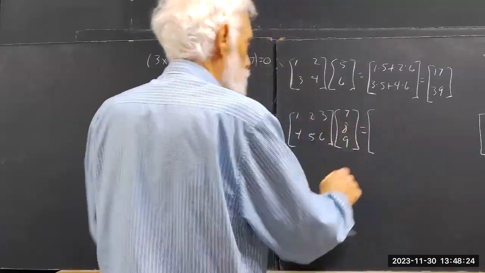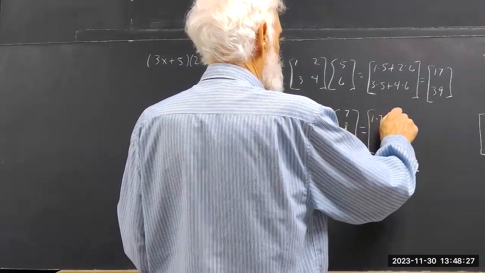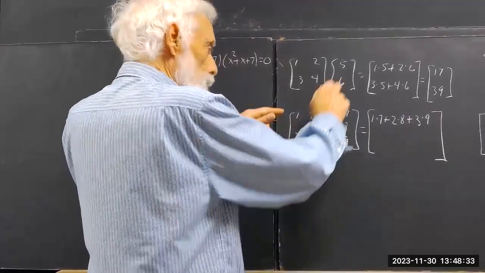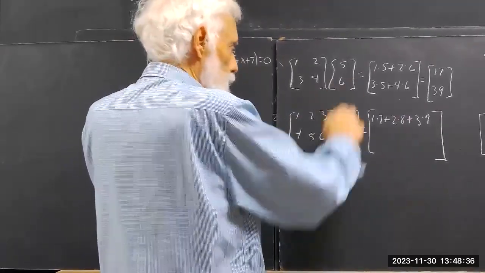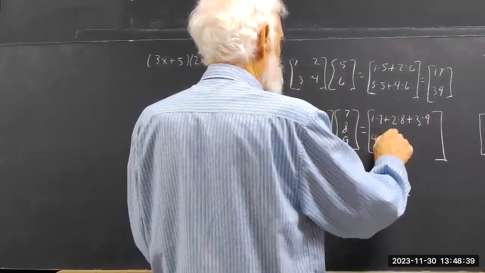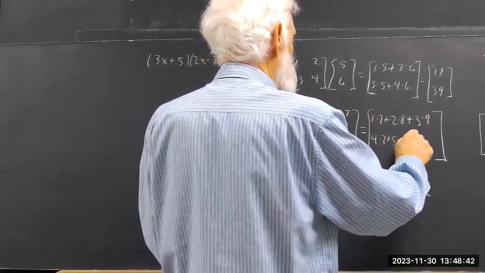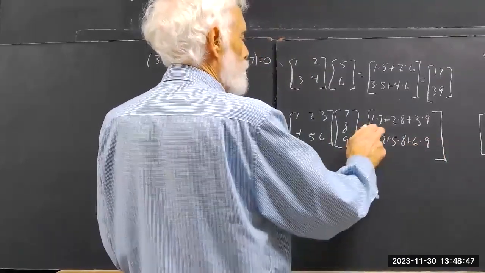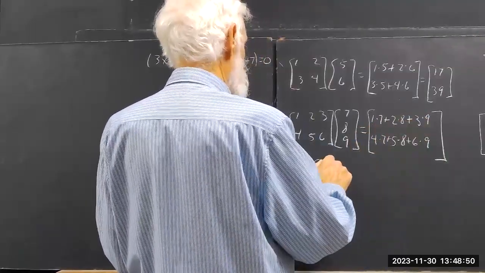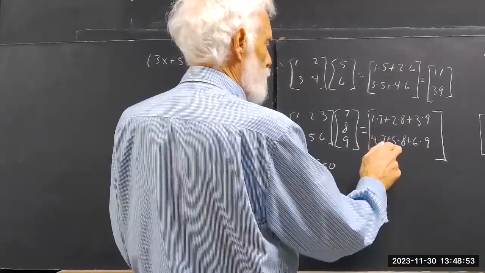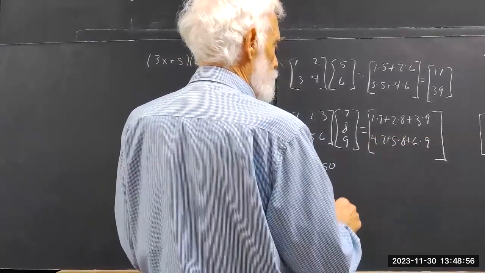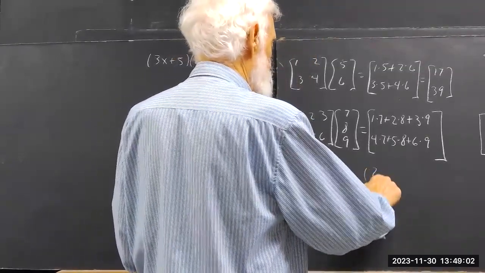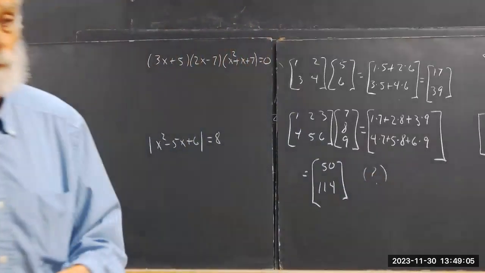First row, first column. 1 times 7 plus 2 times 8 plus 3 times 9. First row times the only column. Second row times the only column. It's 4 times 7 plus 5 times 8 plus 6 times 9. And that equals what? 7 and 16 is 23 and 27 is 50. 4 times 7 is 28, and 40 is 68, and 54 is 114. I did that quick, so no question mark on that, check it. Fair enough?